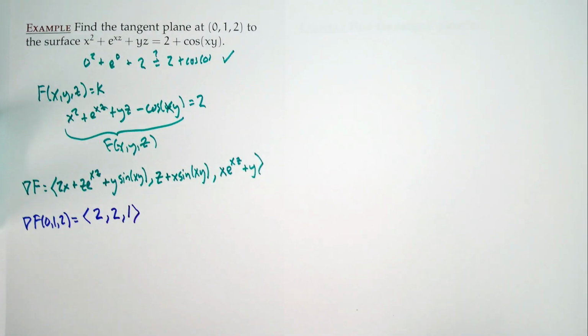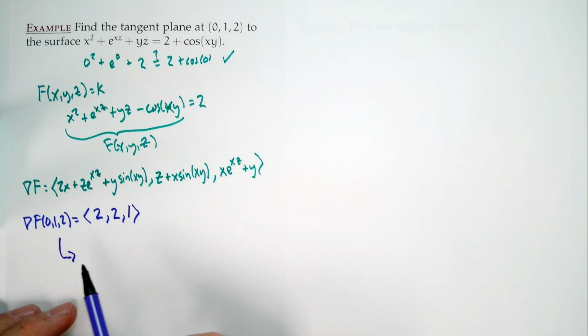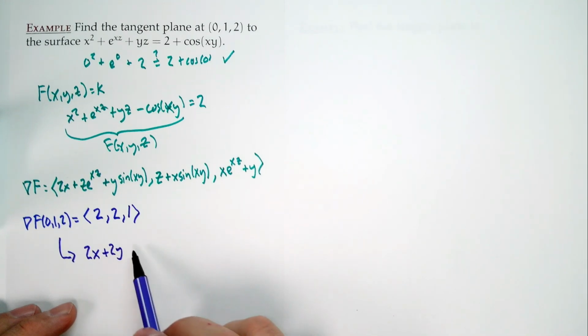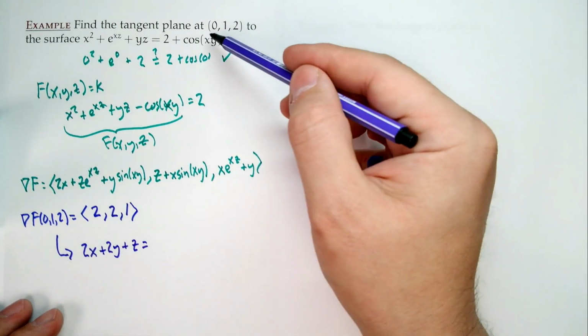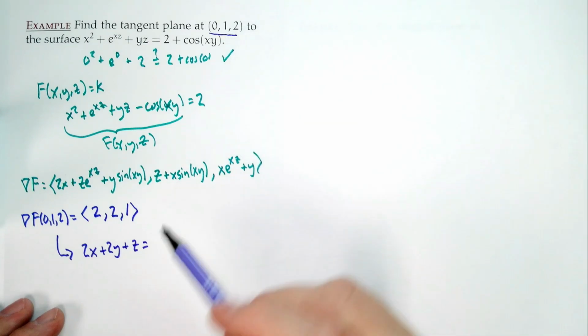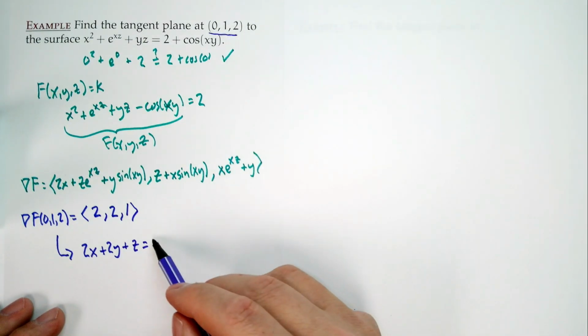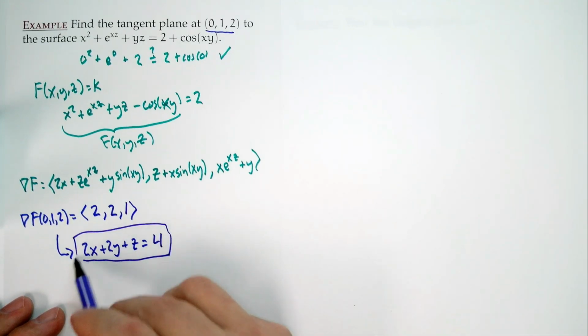Now at this point, if we wanted to do the tangent plane, there are sort of two options. Our old mindset said, hey, those are the coefficients. So we get 2x plus 2y plus z equals something. How do you find the something? Well, you plug in the point 0, 1, 2. So when you plug in 0, 1, 2, 0 plus 2 plus 2 gives 4. And that is a correct answer.